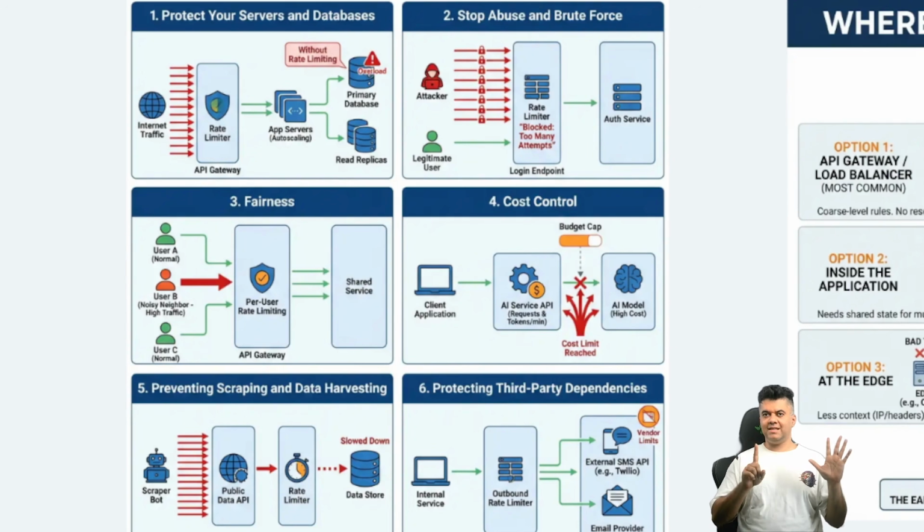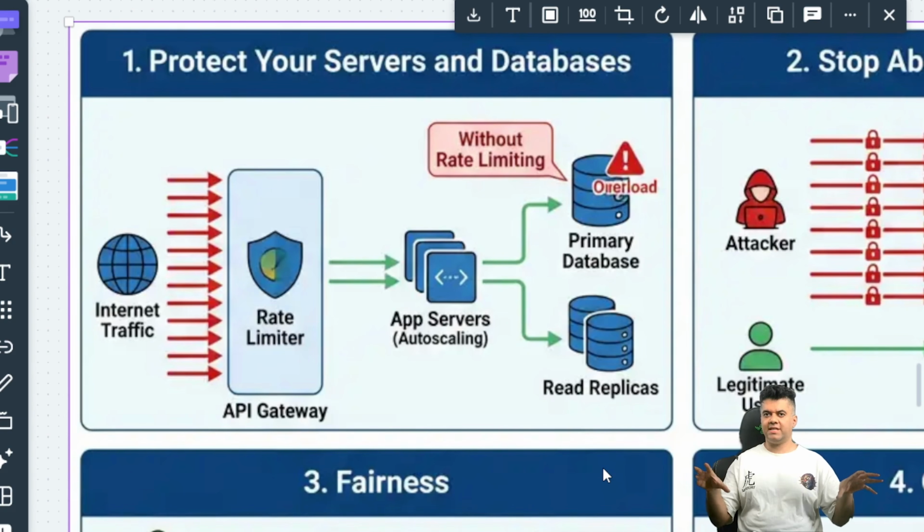I'll now take you through 6 reasons why rate limiters are awesome. The first is they protect your servers and databases. Even if your app servers auto-scale, your database often does not scale linearly, and a sudden spike can cause connection pool exhaustion, slow queries, cascading timeouts, and total outage. Rate limiting prevents overload by cutting traffic early.